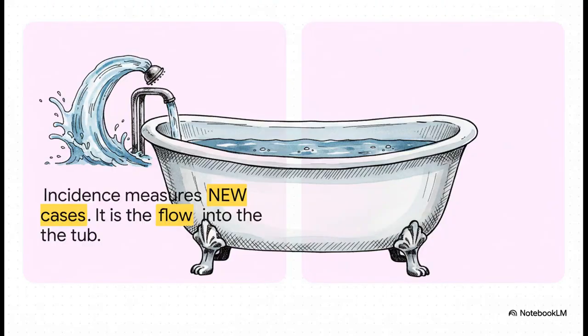And that's it. That's the core difference right there. Incidence is the flow, the rate of new cases. Prevalence is the pool, the total number of existing cases. It's kind of like speed versus volume.